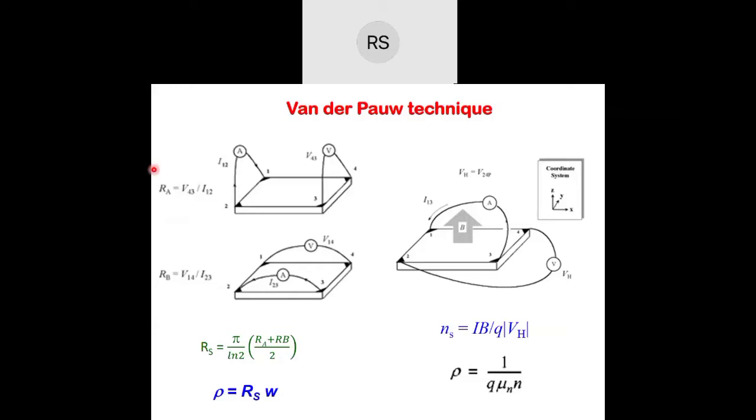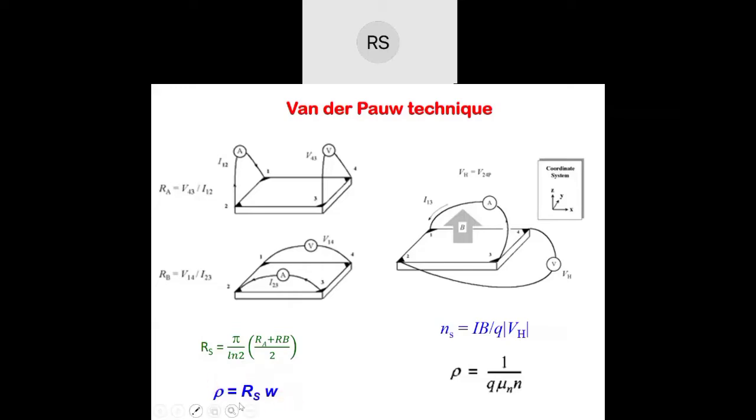The sheet resistance in this van der Pauw geometry is RS equal to pi by ln2, where ln2 is the natural log of 2, times (RA plus RB) by 2. So you take the average of RA and RB and multiply it by pi by ln2. This gives you the sheet resistance. And what is the resistivity? Resistivity is the sheet resistance multiplied by the thickness. So this is how you get the sheet resistance or the resistivity using the van der Pauw technique.